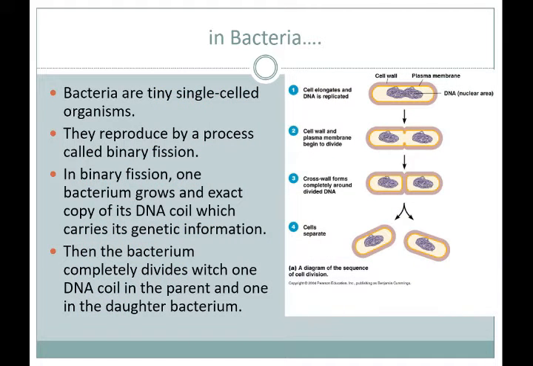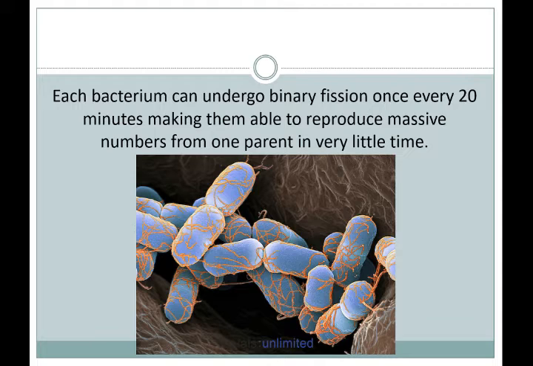Bacteria are tiny single-celled organisms. They reproduce by a process called binary fission. In binary fission, one bacterium grows an exact copy of its DNA, which carries its genetic information. Then the bacterium completely divides, with one DNA copy in the parent and one in the daughter bacterium. Each bacterium can undergo binary fission once every 20 minutes, making them able to reproduce massive numbers from one parent in very little time.